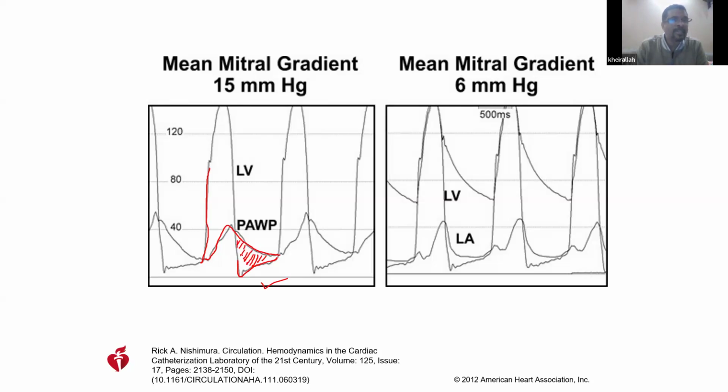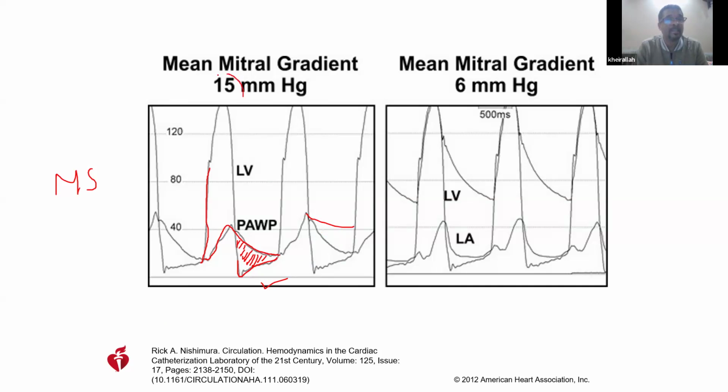Okay? So what does that mean? It means I have mitral stenosis. If I have a pressure difference in diastole between the left atrium and the LV, it means I have mitral stenosis. The degree of which depends on this area. If it is here versus here, it means this is more severe than that. Yeah, okay. The important thing is I have mitral stenosis.